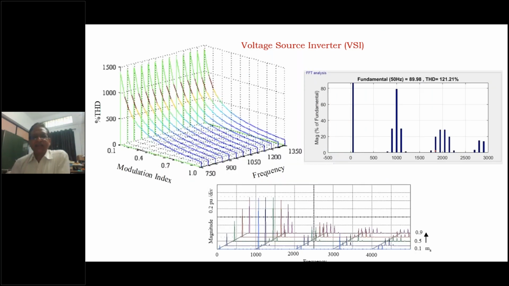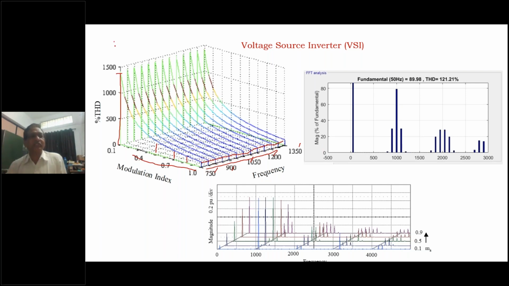Now see here, I have shown one diagram. Here I have changed the switching frequency: 750, then 900, 1050, 1200, 1350 switching frequency. So there is no change in TSD. TSD is almost constant. But as I reduce the modulating index, you see this TSD is increasing, and at 0.1, TSD is very high.